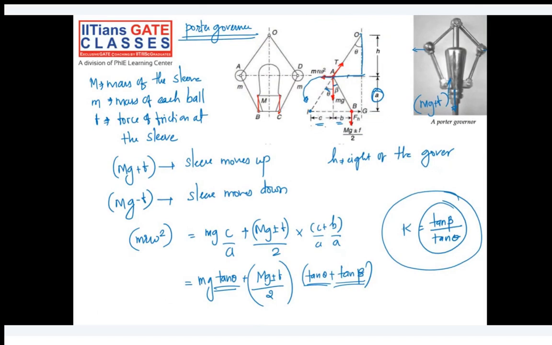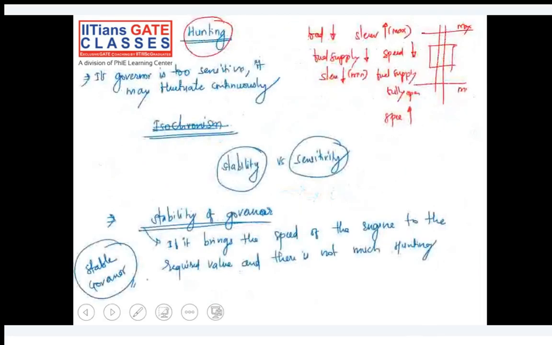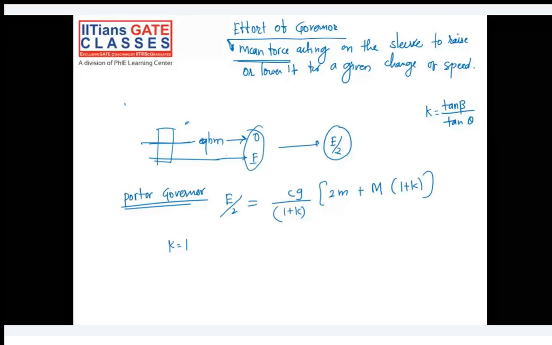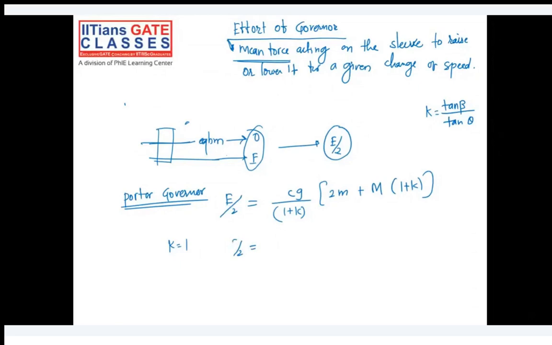Now, I'll go to the next slide. For example, K is not always 1, but K equal to 1 is a special situation when beta is equal to theta. If that is the case, how will the formula look? E by 2 will be equal to CG by 2 into (2m plus M). So 2 will get cancelled. I can directly write (m plus M) into CG if K is equal to 1. This is without friction.